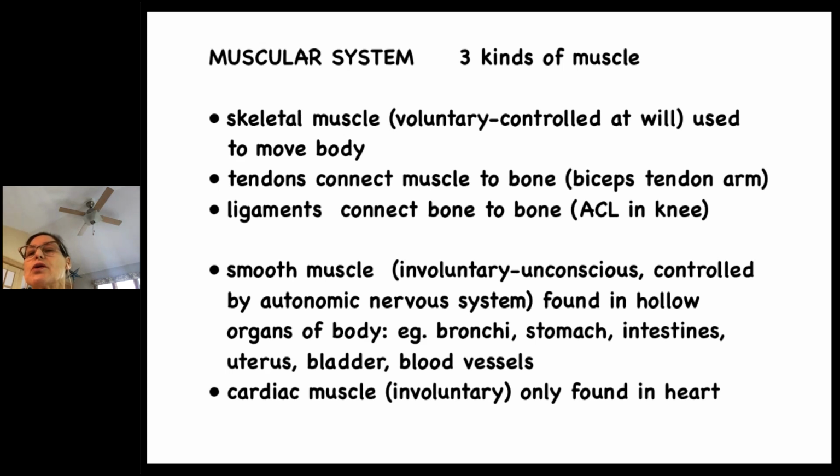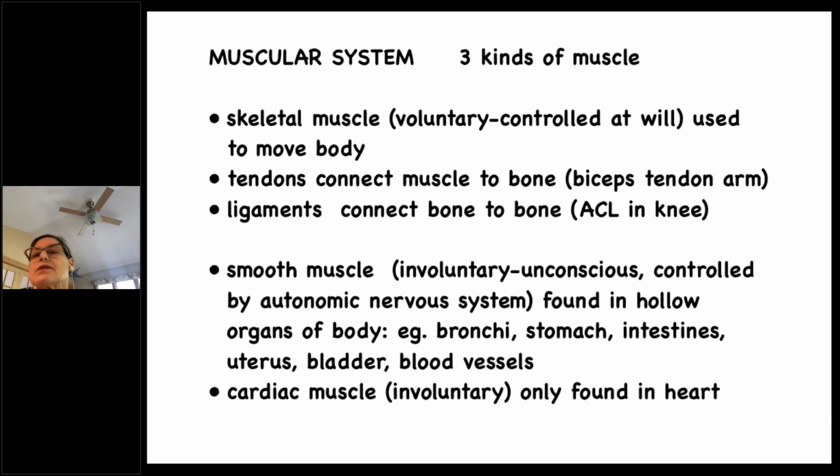Ligaments connect bone to bone, and the way I remember that is the ACL is an injury of the knee that football players and basketball players are prone to. It's the anterior cruciate ligament. It keeps the knee from popping out to the side. It connects bones in the knee. So that's the skeletal muscle, voluntary.